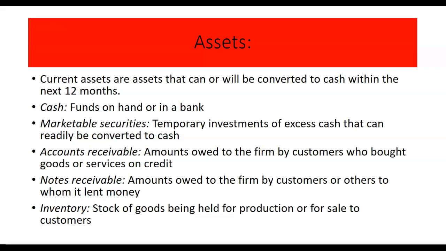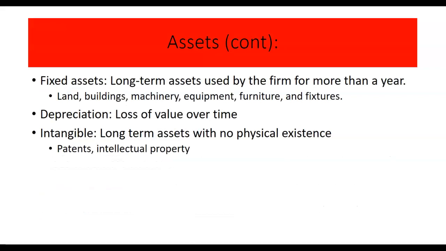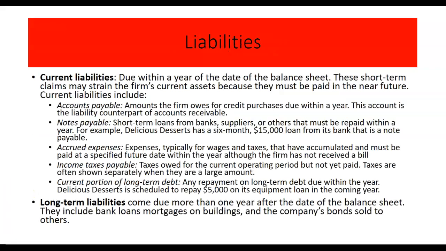Fixed assets, things like buildings, machinery, stuff that might take a long time to unload, big investments. When things depreciate over time, it means they lose value. For example, when you get a new pickup truck and you drive it off the lot, it immediately loses value. And again, intangible assets are things that we can't touch but that have financial value, such as patents or other kinds of intellectual property. Then we get into liabilities, and we're talking about what we owe people here.